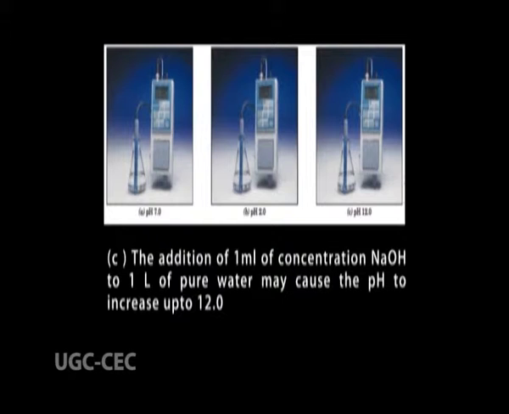increase up to 12.0. When HCl or NaOH is added to a phosphate buffer, the results are quite different. Suppose we add 1 ml of concentrated HCl to 1 liter of 0.1 molar phosphate buffer solution of pH 7.2, the pH decreases to only 7.12. If we add 1 ml of concentrated NaOH, the pH increases only to 7.30.